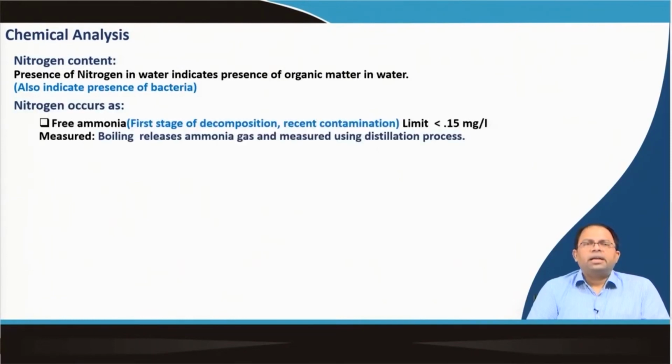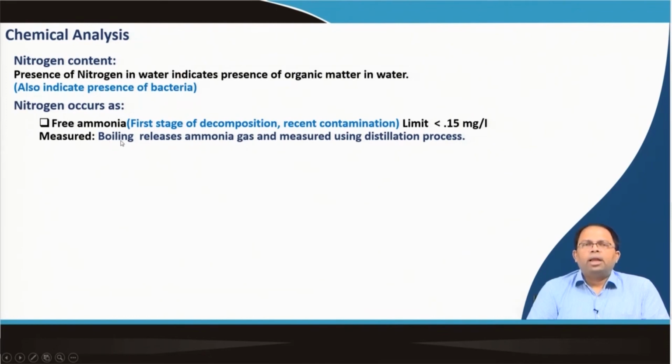Then nitrogen content in water. Presence of nitrogen in water indicates presence of organic matter in water, and this also indicates presence of bacteria. And there are different kinds of nitrogen present in water. For example, there could be free ammonia, which indicates the first stage of decomposition, and the limit is less than 0.15 milligram per liter.